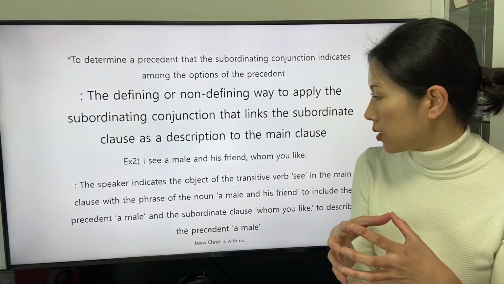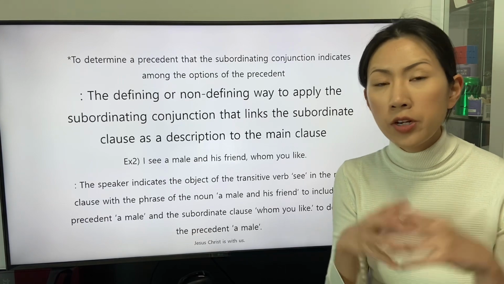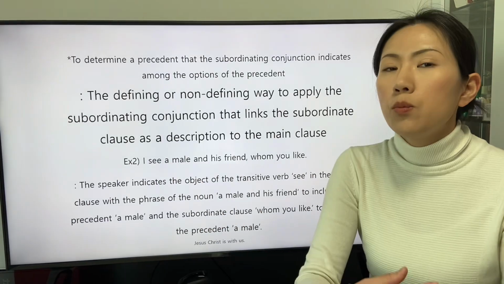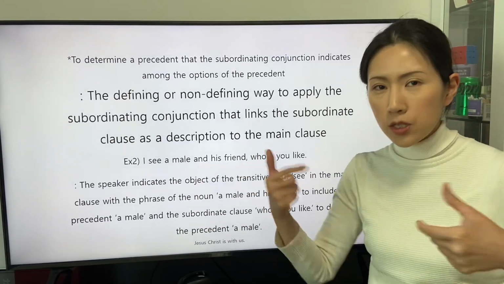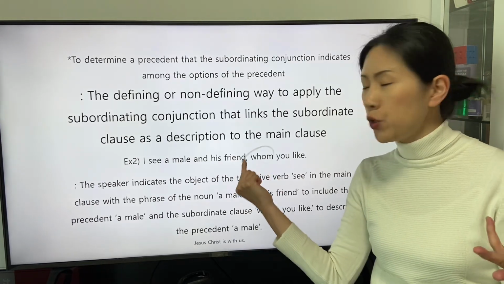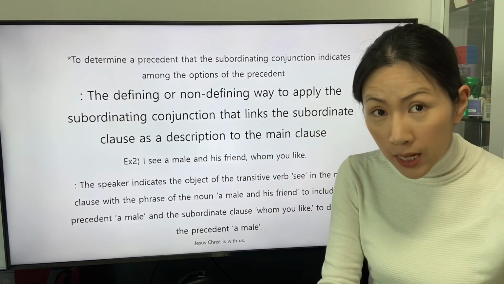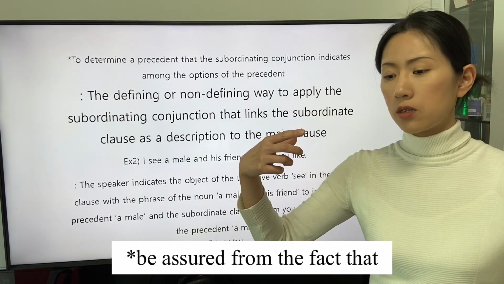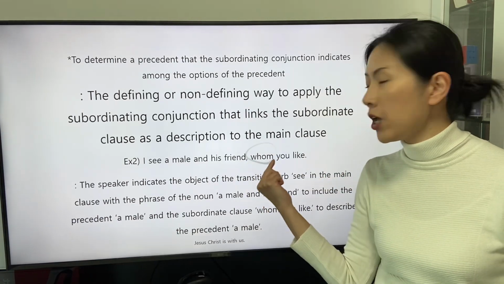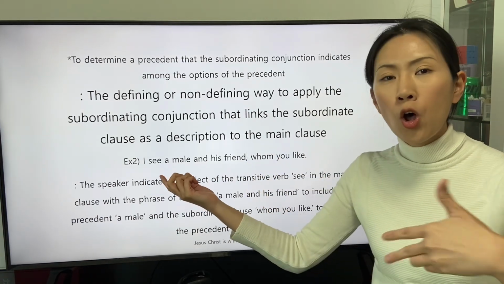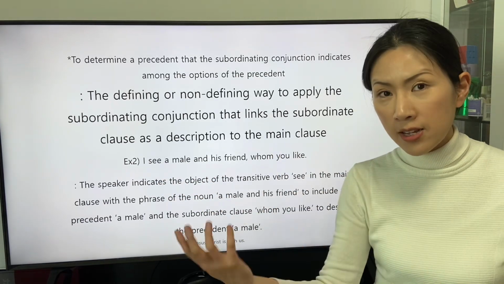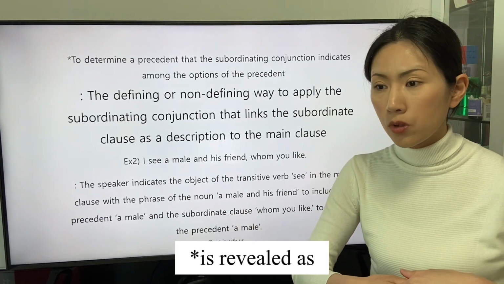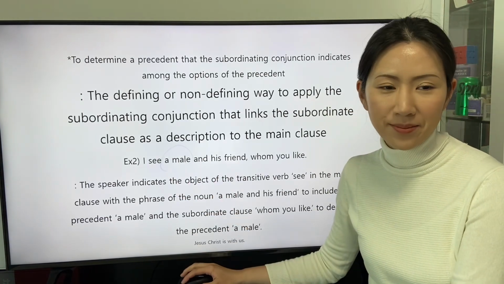We can understand that the speaker prioritizes the main clause because of the punctuation mark comma, to reveal that the pronoun whom is applied in a non-defining way. The listeners can understand that the pronoun whom indicates a precedent that does not state it in the continuous way. So the precedent is the phrase of the noun a male.